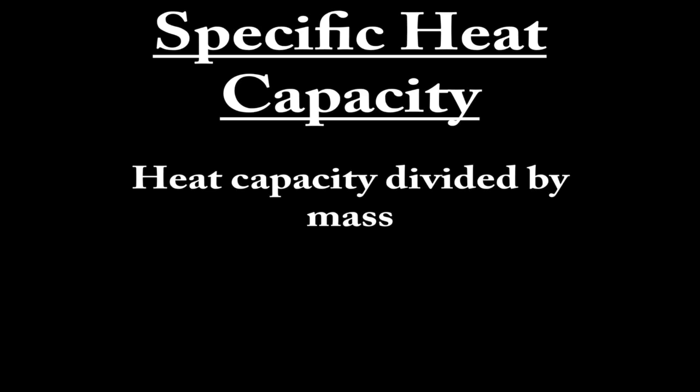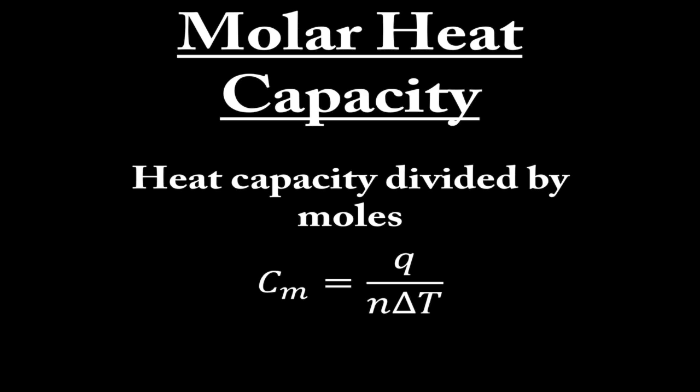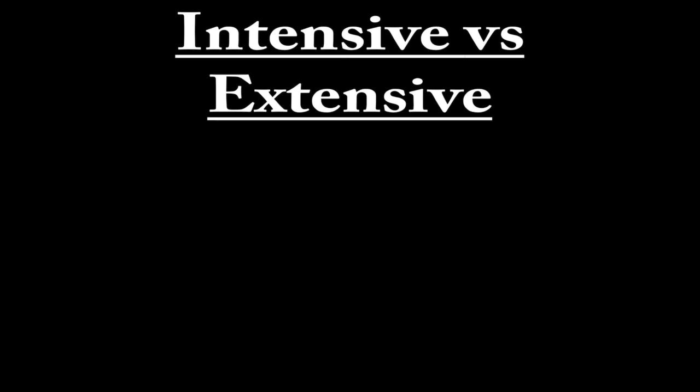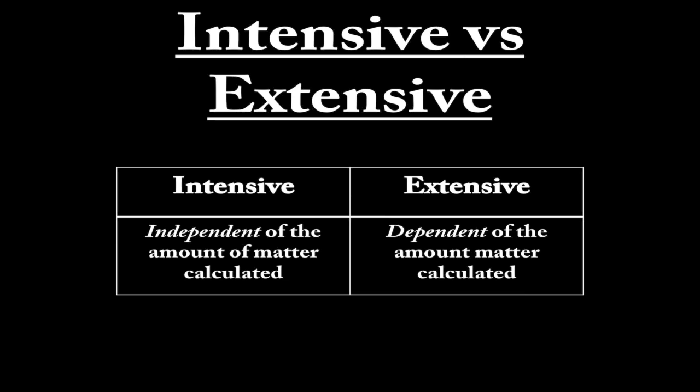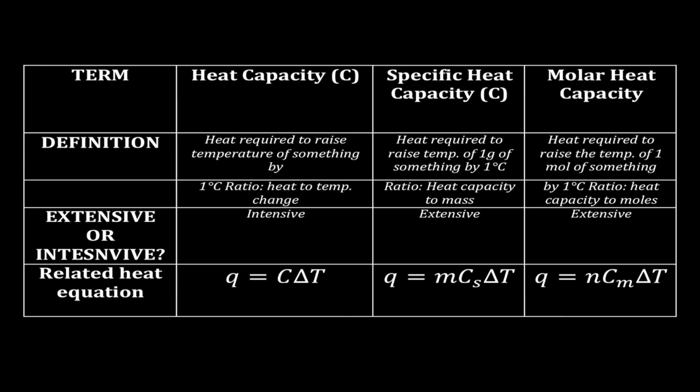Dividing heat capacity by mass will give us specific heat capacity, and if we use moles instead of mass, we get molar heat capacity. What makes specific versus molar heat capacities different is their extensive and intensive properties. Properties that are independent of the amount of matter calculated are intensive, while properties that are dependent on the amount of matter calculated are extensive. Take a look at this chart.